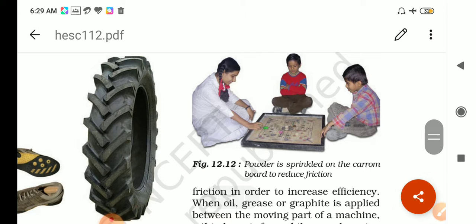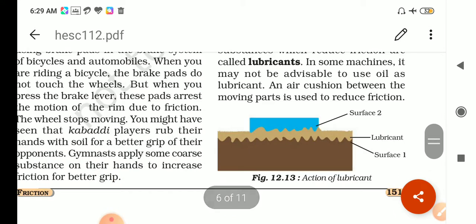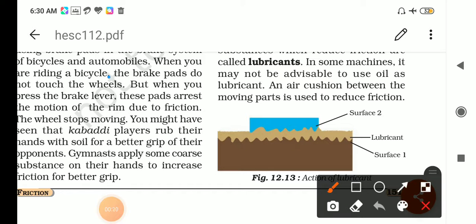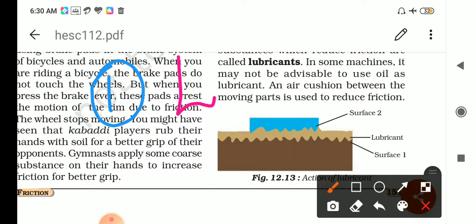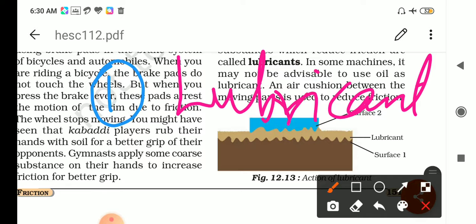Last time we were talking about some of the examples in which we can reduce friction by using lubricants. There are several ways to reduce friction. The first was using lubricants. Lubricants means you can use oil, grease, and talcum powder. These are the types of lubricants.